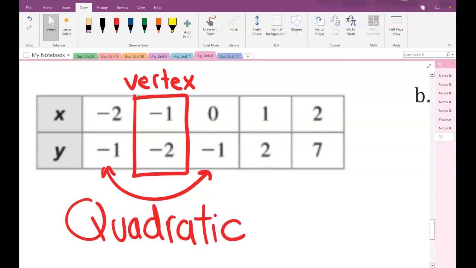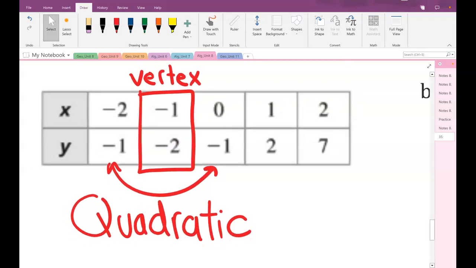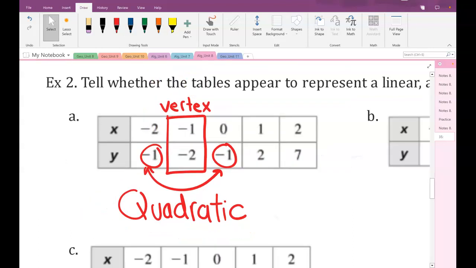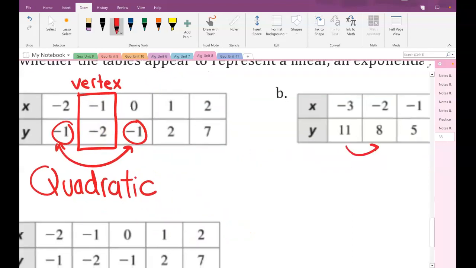Quadratic because I see that I have kind of a middle point here, and at least one pair, at least one y value that's the same, that's mirrored. To go from here, I'm adding one and adding one if I go from either side of my vertex. On example B, I'm going down 3 each time, so this would be linear.